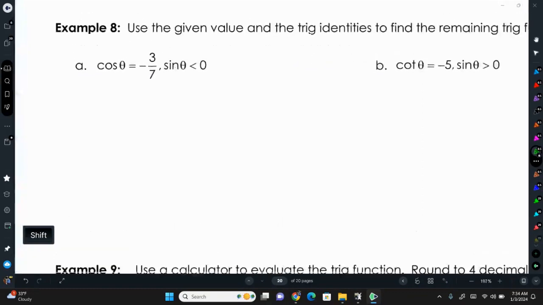So if the cosine is negative 7 over 3, we can draw that right triangle here. And cosine is the adjacent over hypotenuse, so let's go ahead and calculate that hypotenuse.